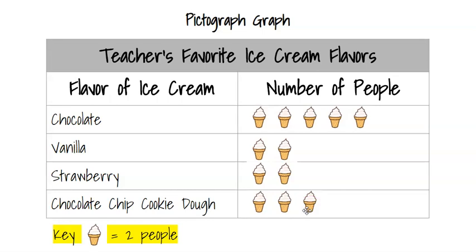It is super important to pay attention to the key, because if you don't, you will not understand or be looking at your data correctly. Because if you think about it, using this pictograph, for example, 10 people liked chocolate ice cream. But if I did not look at the key, I would think that only 5 people liked chocolate ice cream. And then I would get a lot of my information wrong.